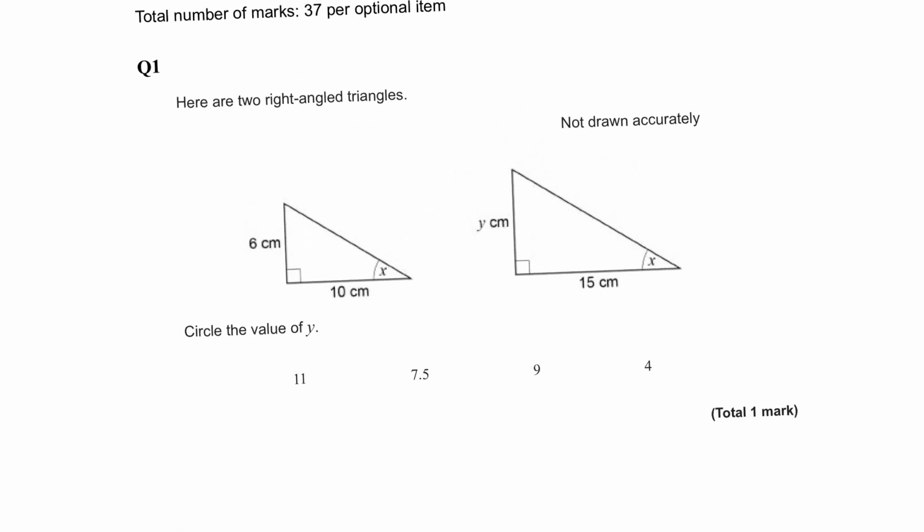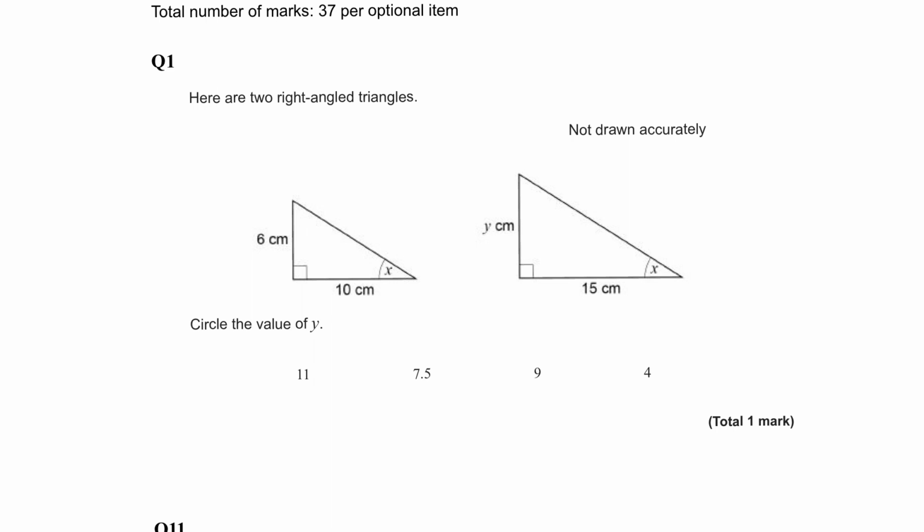Okay, so first things first, it says that here are two right-angled triangles, and it wants us to circle the value of y. So this is all to do with similarity of lengths. The first thing we can see is that the two similar lengths we have on both the big and the small shapes are the 10 centimeters and the 15 centimeters.